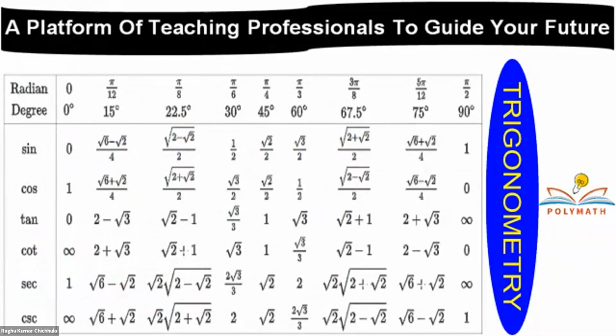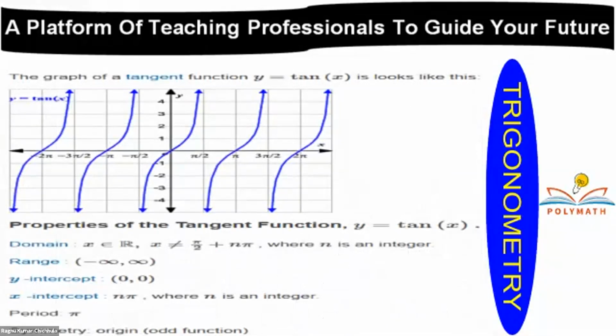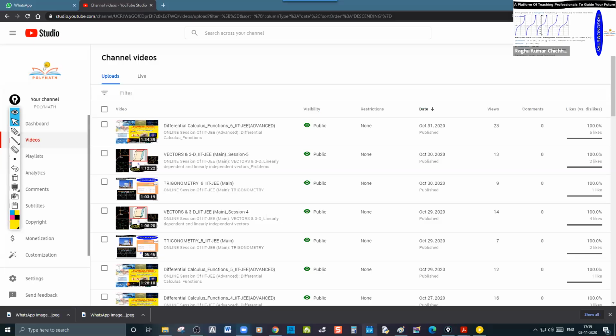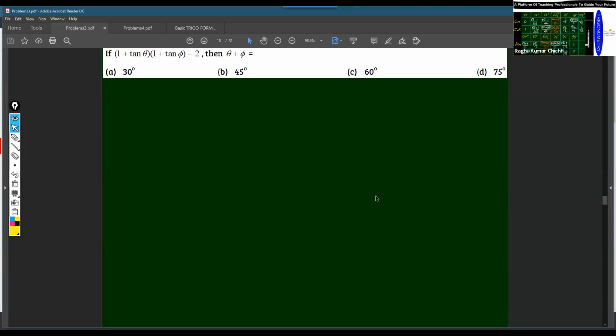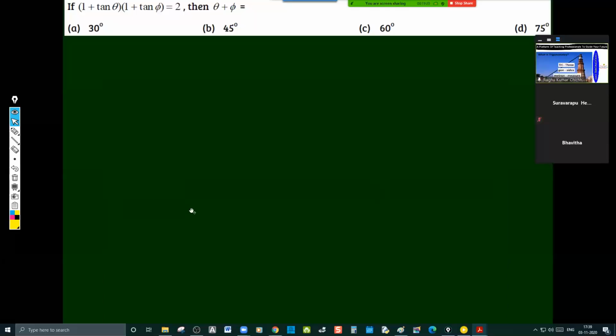Let me continue with the questions where we stopped. Let me share the screen. I think we stopped at this problem. Just check it out, please. Is it correct or not? Yes, sir. We stopped here.